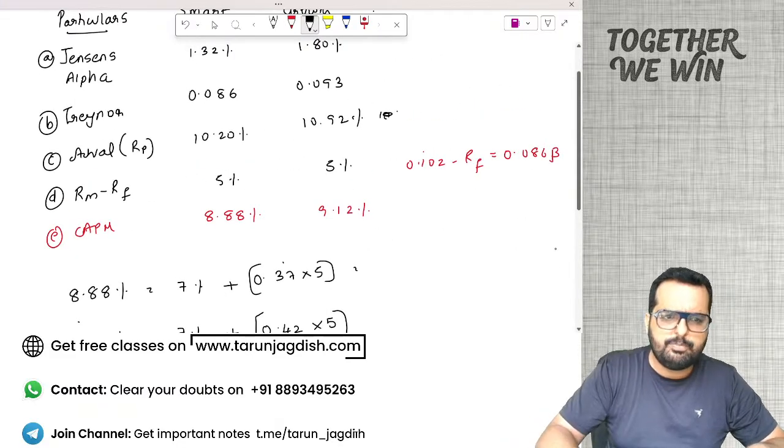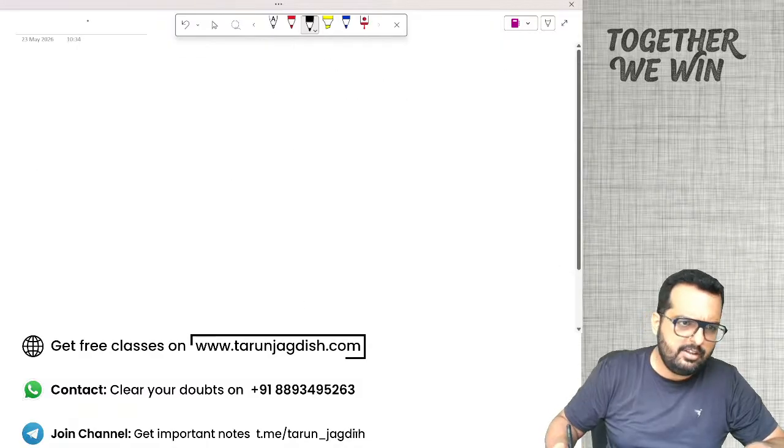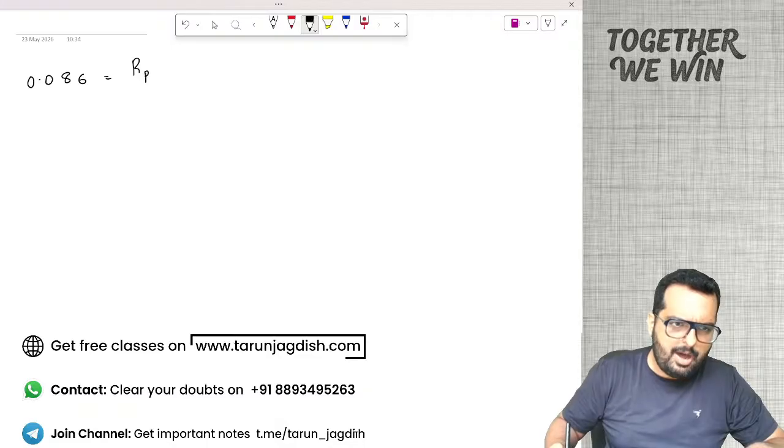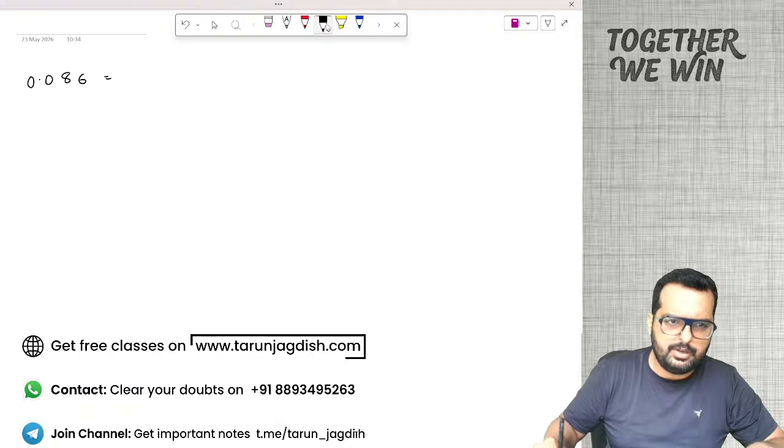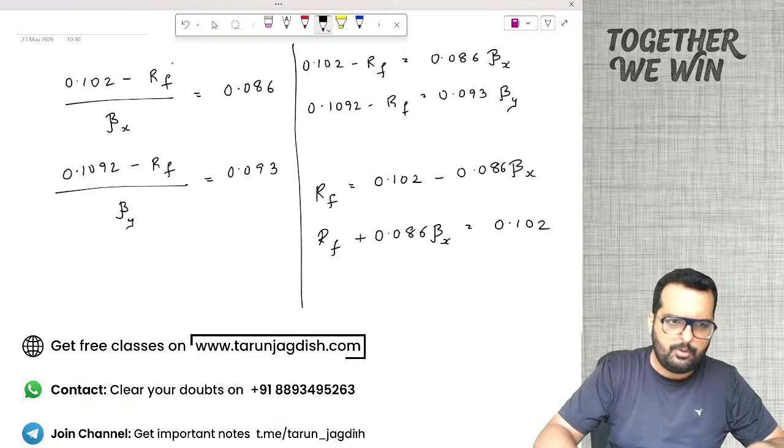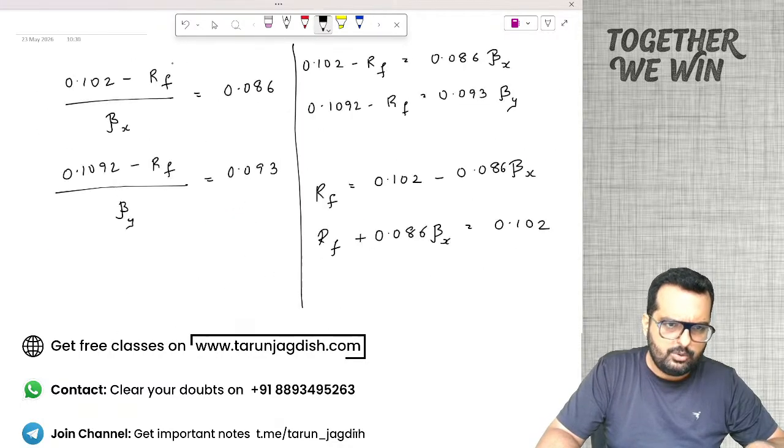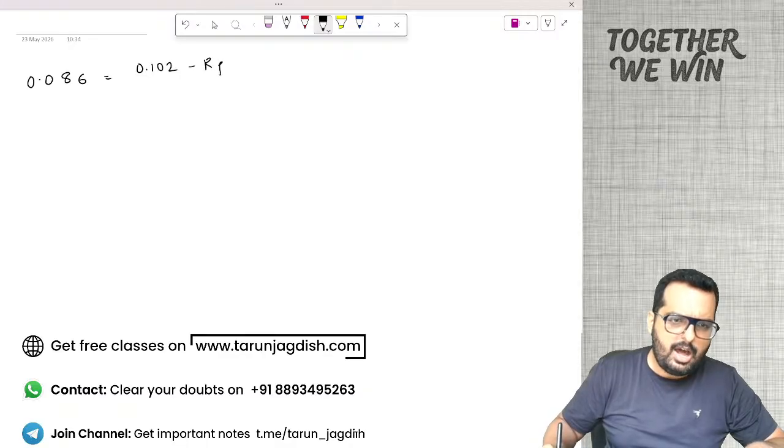So Treynor's ratio is 0.086. So what he has done is, 0.086 is equal to RP minus, sorry, RP is already given. What is the RP that is given over here? 0.102 if I'm not wrong, correct? 0.102 minus RF divided by beta of X. Okay, so we are keeping it this way.